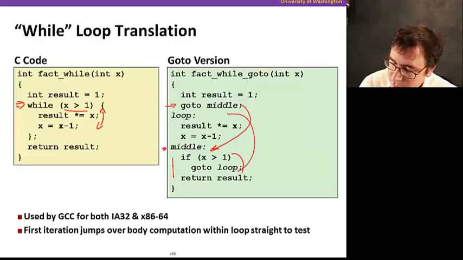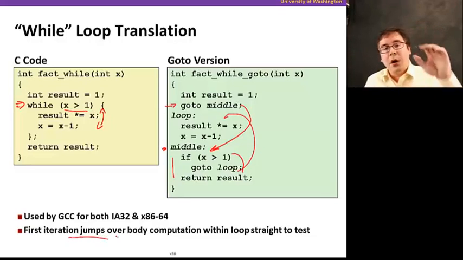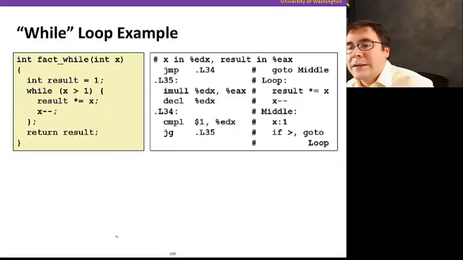And if so, it jumps to loop and it keeps going. Okay? So the way to think about this, the first iteration jumps over the loop body because we don't want to execute it unless the expression holds. The expression for the loop evaluates to true. So let's look at an example here in assembly.